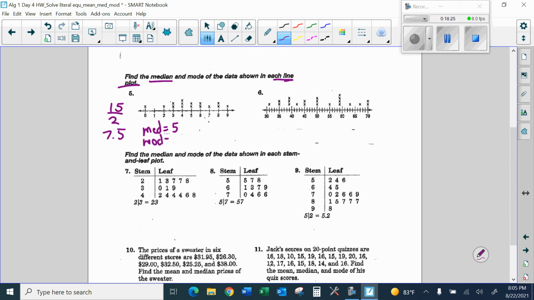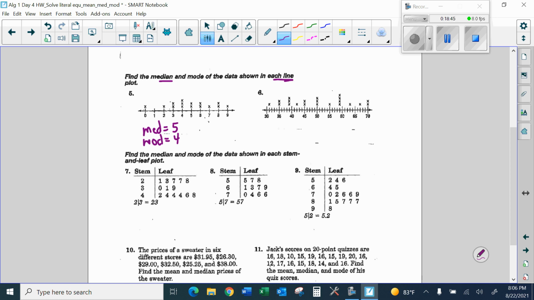It's easy to see from the line plot which one is the mode. Obviously, which one do we see 3 times right there? 4. Okay, and then for the mean, I have to add up all the numbers. So I have 1 zero, I have 1 two, I have 2 threes, etc. Add them all up, get the total number, and divide by 15, as we saw. There's 15 numbers total there.